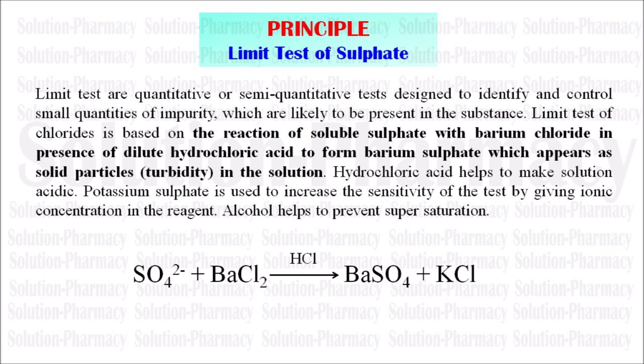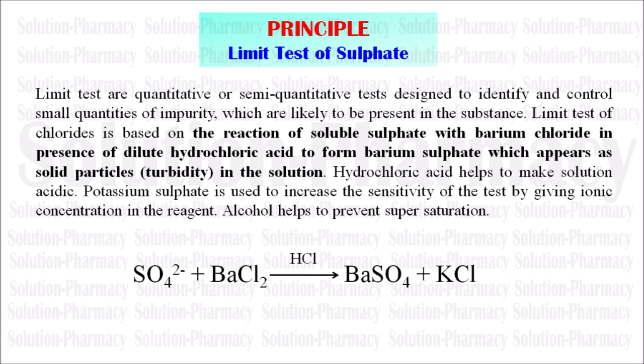The principle of this test is that the barium sulfate reagent which we use in this test contains barium chloride, and this barium chloride which is present in this reagent when reacting with the soluble sulfate present in the standard solution and also present as impurity in the sample solution, in the presence of dilute HCl forms barium sulfate. And this barium sulfate is solid insoluble particle, and due to this barium sulfate the solution becomes turbid, means the turbidity of the solution is due to this barium sulfate.